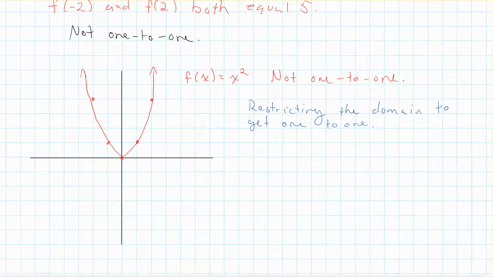Well, the domain of f of x equals x squared. This is clearly not 1-to-1 if we look at the domain here, because the domain for x squared is all real numbers. But remember, I just need something that passes the horizontal line test in order to be 1-to-1.